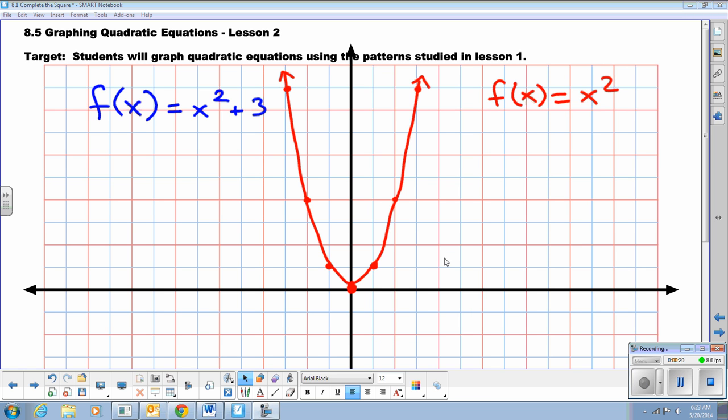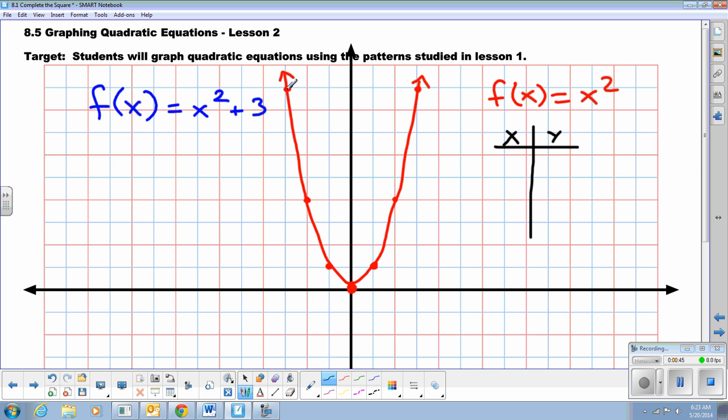Earlier this year we graphed these and studied a number pattern, and let's take a look at that number pattern again so we can remember how to plot these things, and we'll be able to plot them much quicker than having to build a table. We did some things where we built a table and asked, is there a pattern to these things? Let's put the points in.